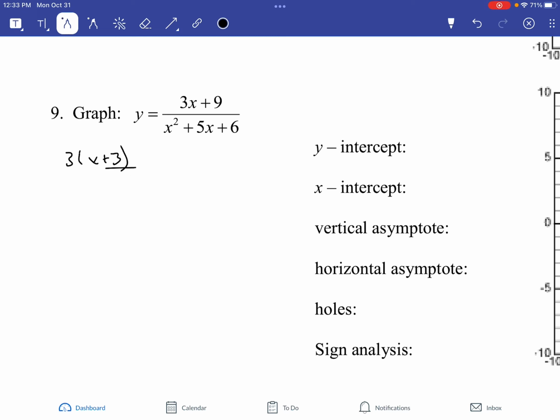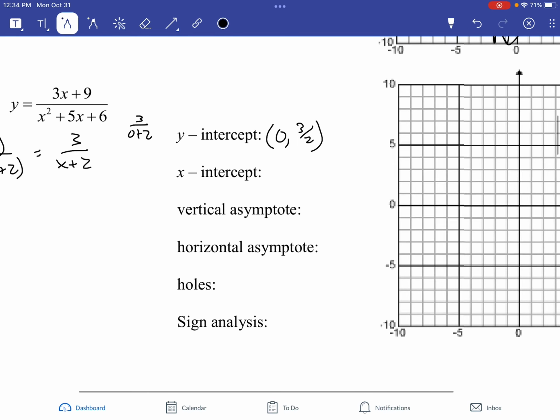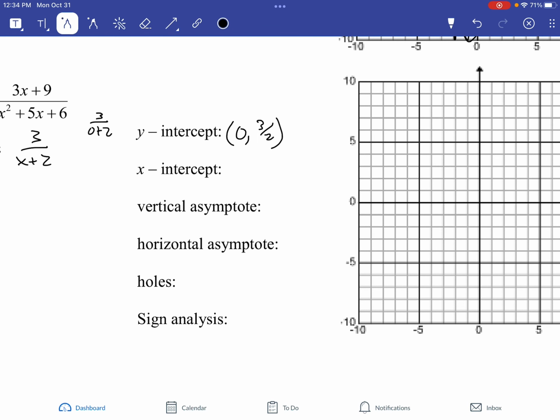As the greatest common factor. On the bottom, we have x plus 3 and x plus 2. The plus 3's can cancel, so we'll get 3 over x plus 2 as our equation. Y-intercept, put 0 in for the x, so we have 3 over 0 plus 2. 3 over 2 is our y-intercept. So that's 1.5. Go right there.